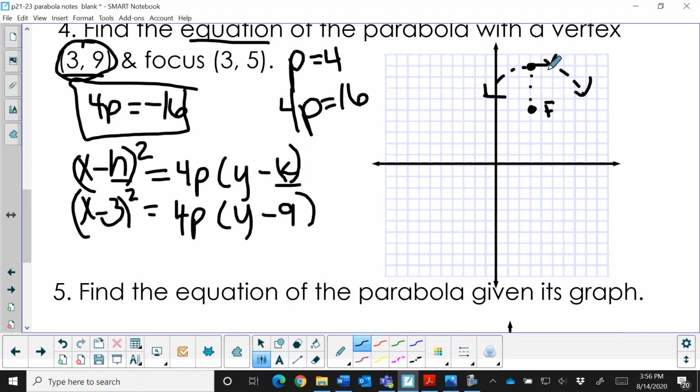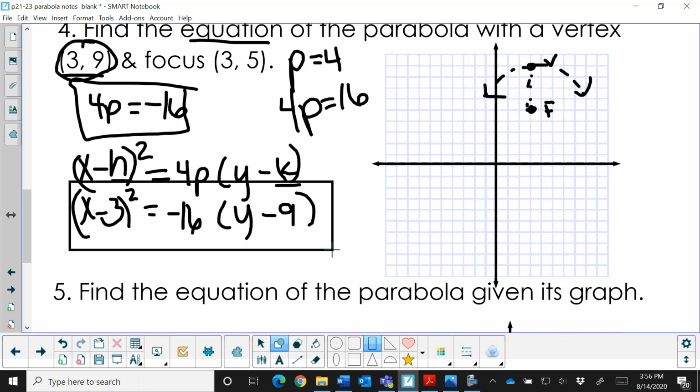Well, just a minute ago, we counted this distance p and decided it was 4, applied it to find 4p, and then made it negative because it faces down. So let's go back and replace 4p by a -16. And we have our equation. So the equation for the problem with a vertex at 3, 9 and a focus at 3, 5 is x minus 3 squared is equal to -16, y minus 9.